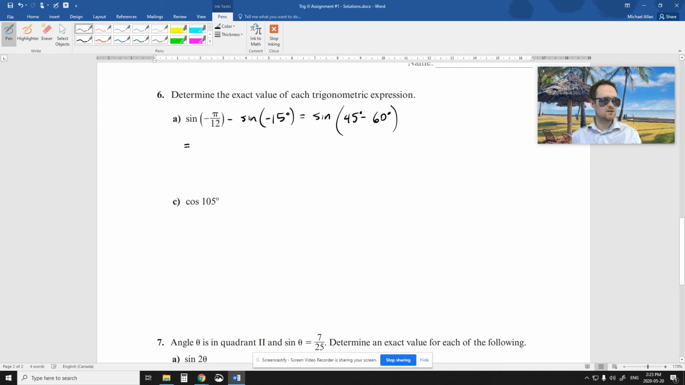Okay, then what I'm going to do is I'm going to take that and use my identity, alpha minus beta here. So I get sine 45 cos 60 minus cos 45.